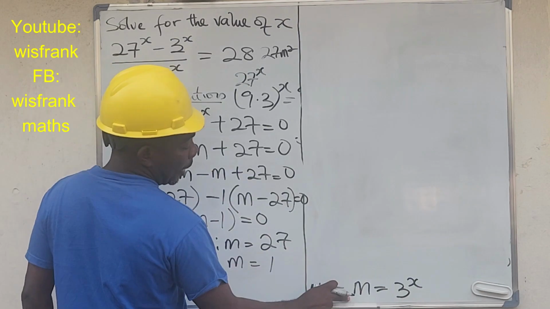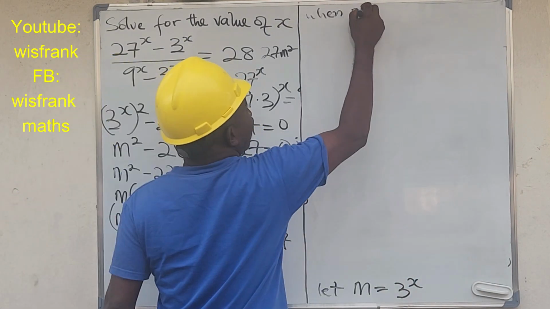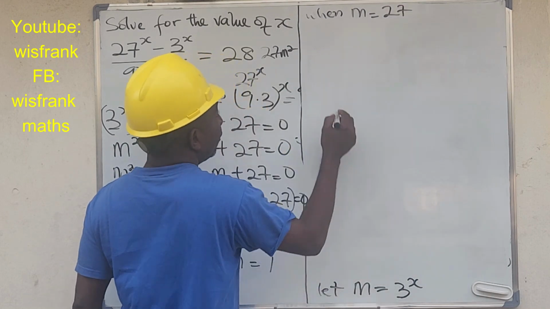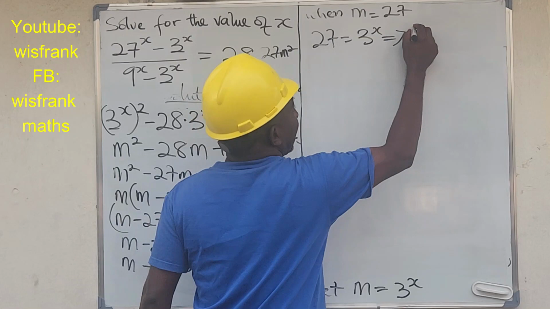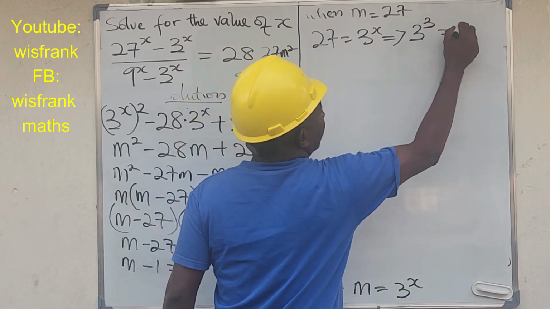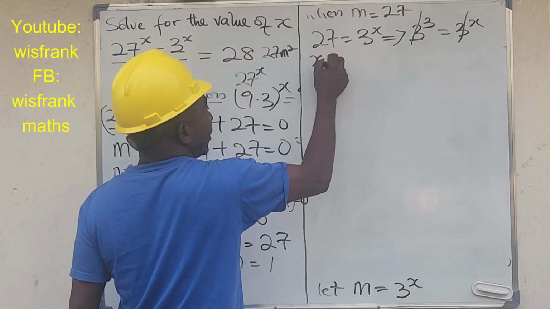So in this case, as we said, m equals 3 raised to the power of x. So when m equals 27, we have 27 equals 3^x. This is the same thing as 3 raised to the power of 3 equals 3 raised to the power of x. So 3 will cancel here, 3 will cancel here. We have x equals 3.